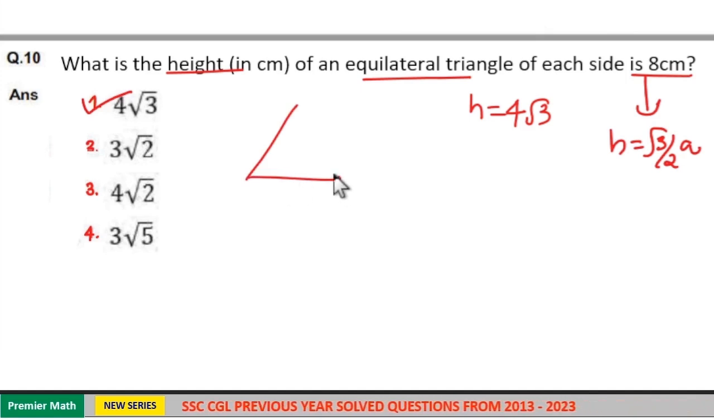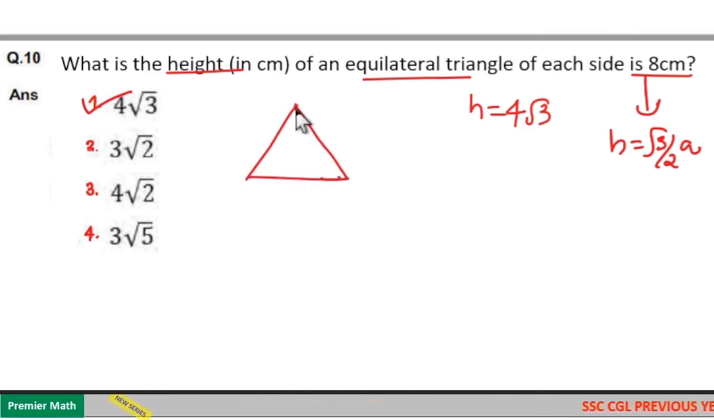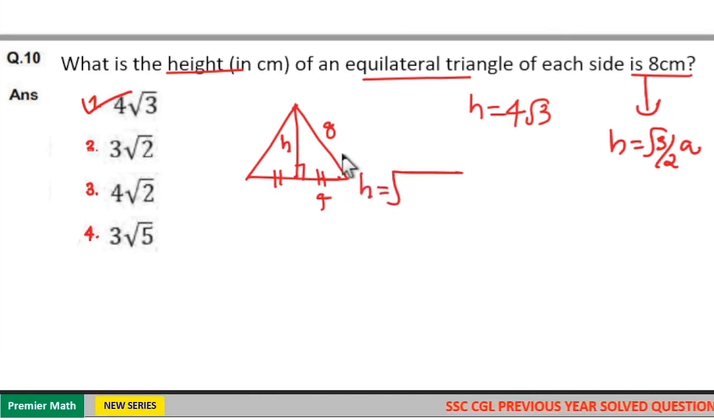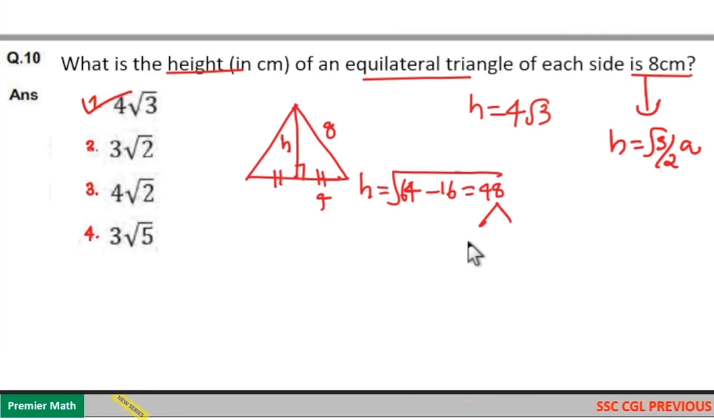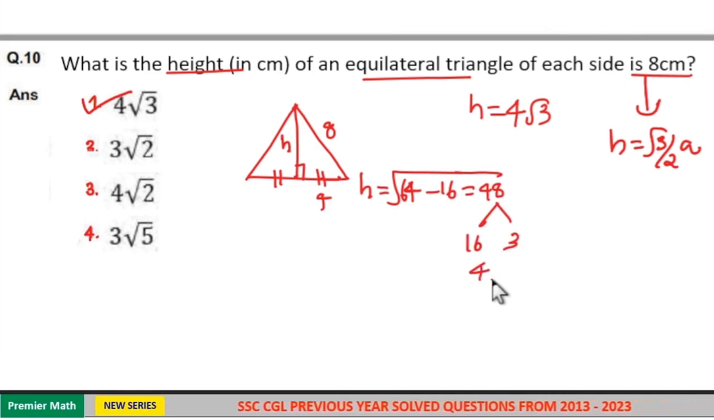Now if you don't know the formula, just draw the triangle. Now the bisector of an equilateral triangle meets the base perpendicularly and it meets its midpoint, which means it divides the base equally. Now side is equal to 8, then half of side is 4. Now this is h and this is a right angle triangle. So height is equal to root of 8 square minus 4 square, that is 64 minus 16, which is equal to root 48. Now 48 is equal to 16 into 3, that is 4 root 3. So option 1 is your answer.